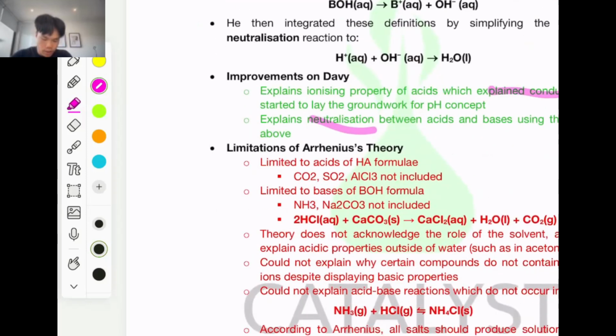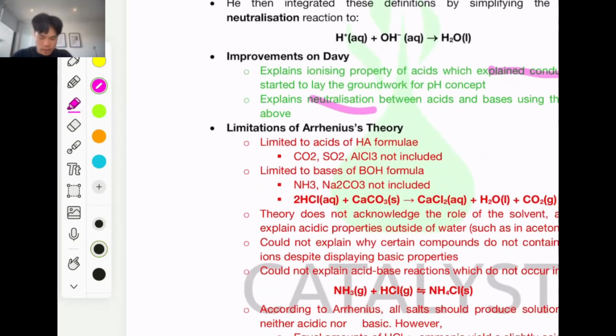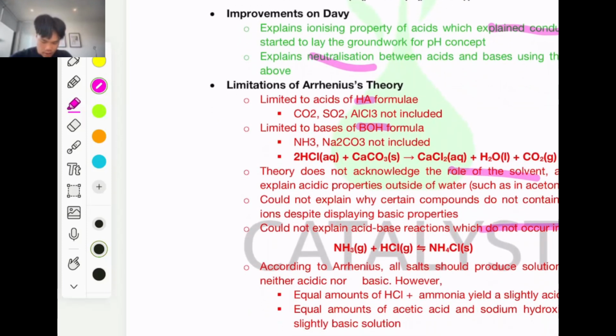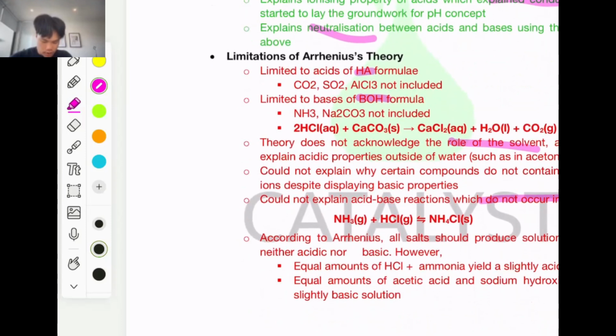there were still significant limitations, such as acids which weren't in this HA form were not included, bases which weren't in the BOH form were not included, could not acknowledge the role of the solvent in how it actually reacts with the acid, could not explain why certain compounds do not contain hydroxide, could not explain acidic reactions which weren't in solution, and couldn't explain why certain salts were acidic or basic as well.